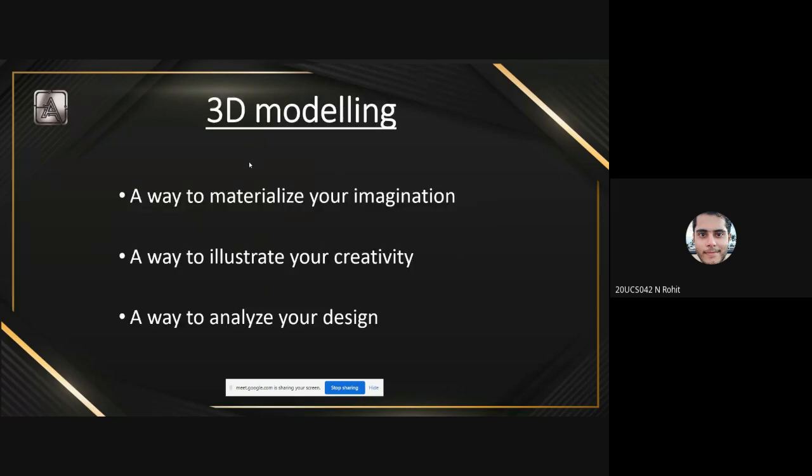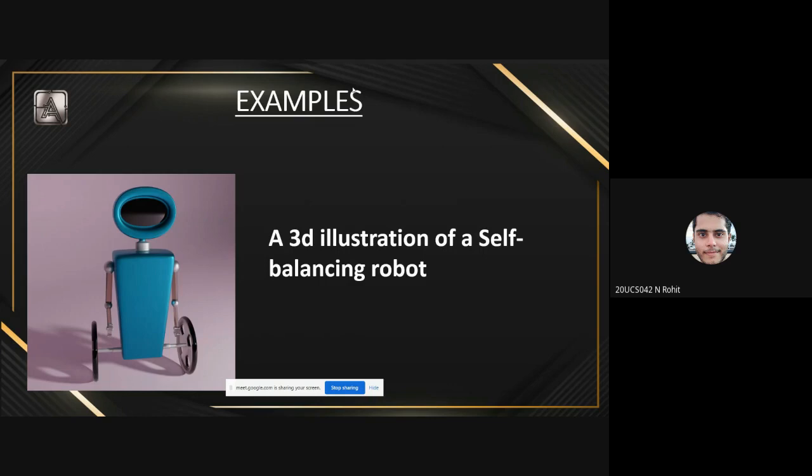Okay. And why do we need 3D modeling? It's a way to materialize your imagination, not just in the physical world, but to materialize it on the software first, and then figure things out. It's a way to illustrate your creativity by first making a model of it, trying to show how it moves and how it's going to help us. It's also useful to analyze the design that you're trying to build, for example, how much tension your robot can take, what kind of work your robot does, stuff like that. And here we see an example of a 3D illustration of a self-balancing robot.